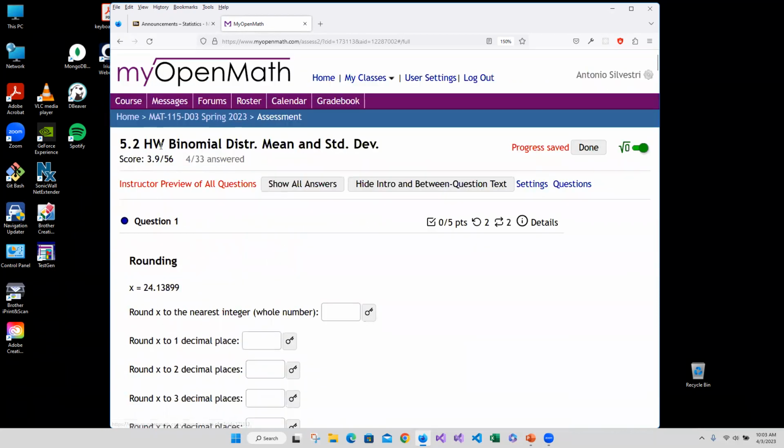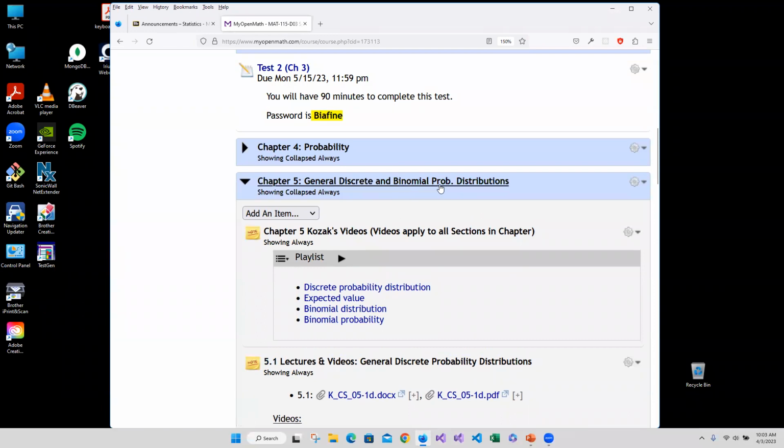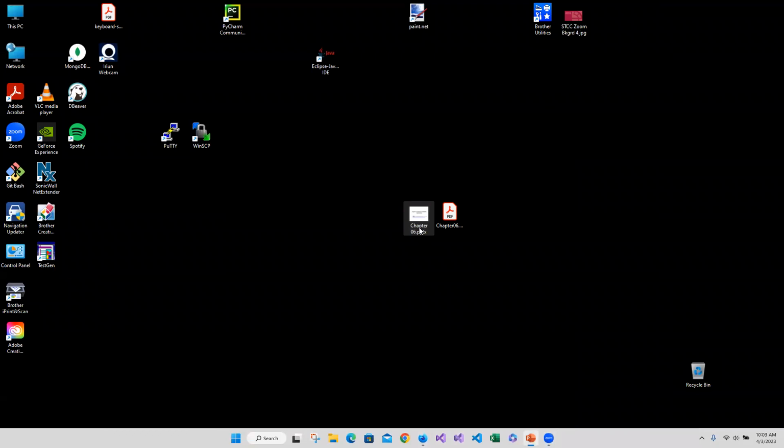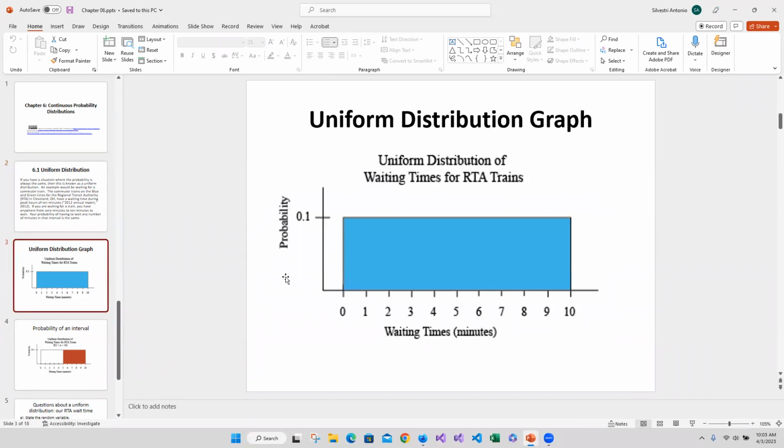Now, we're getting out of that world. When we talk about chapter 6, we're talking about probability distributions that are continuous. Continuous is different from discrete. Let me show you what a continuous is right here. Okay, here's a continuous distribution. Apparently what this person is doing is measuring waiting times for a certain train station. What this distribution is indicating is that it's a uniform distribution. Look at the graph; it's a constant.